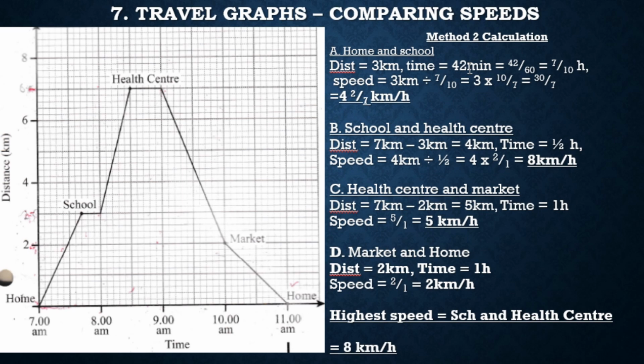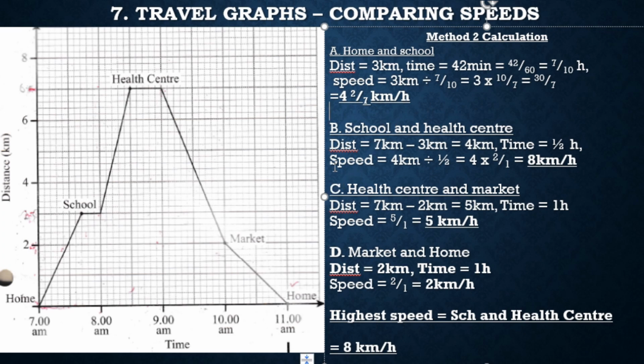We have to convert 42 minutes to hours by dividing 42 by 60, which becomes 7/10. So now to get the speed, we get the distance, which is 3 kilometers. We divide by the time, which is 7/10. And 3 divided by 7/10 means 3 times 10/7, which is the same as 30/7, which is the same as 4 and 2/7 kilometers per hour. So note that the first speed was 4 and 2/7 kilometers per hour.